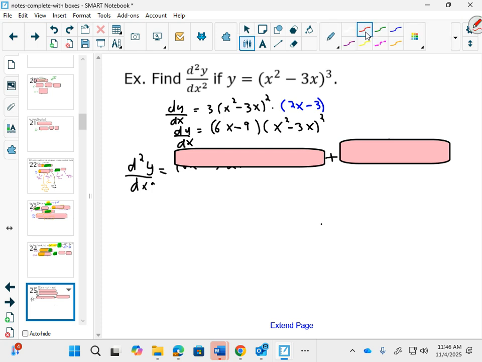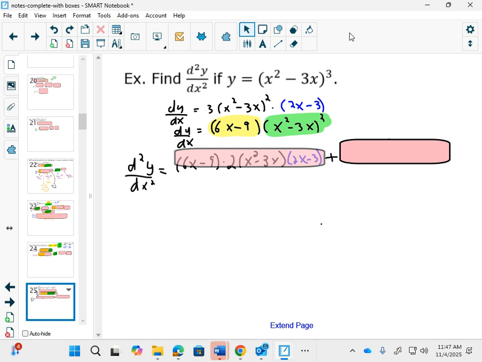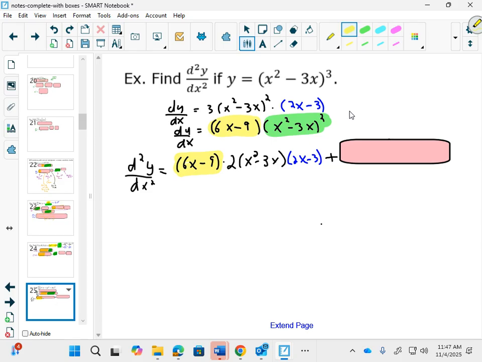But now when I look at it, I have a multiplication. This is my second one. This is my first one. So then I would have a product rule when I do the second one. What does the product rule look like? Well, I keep one the same. Keep that the same. Multiply by the derivative of the second one, which is a chain rule.